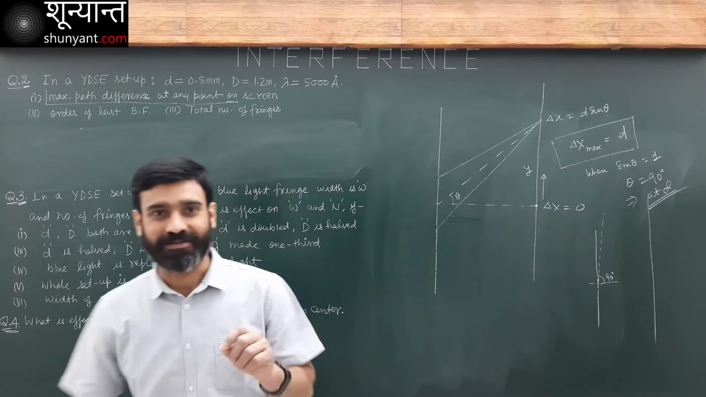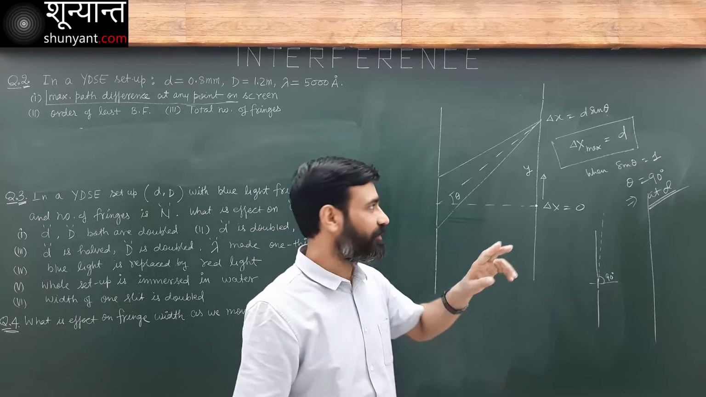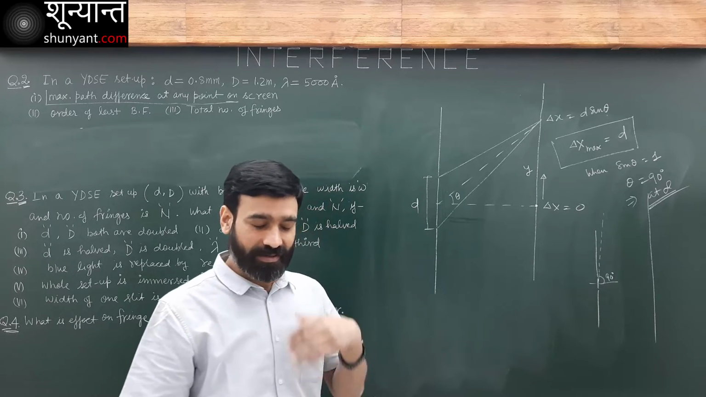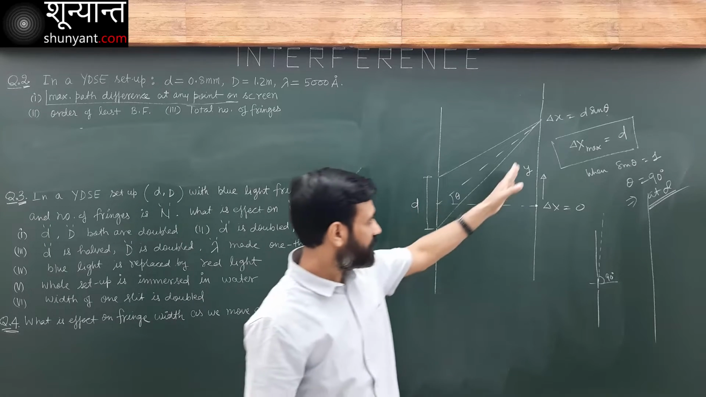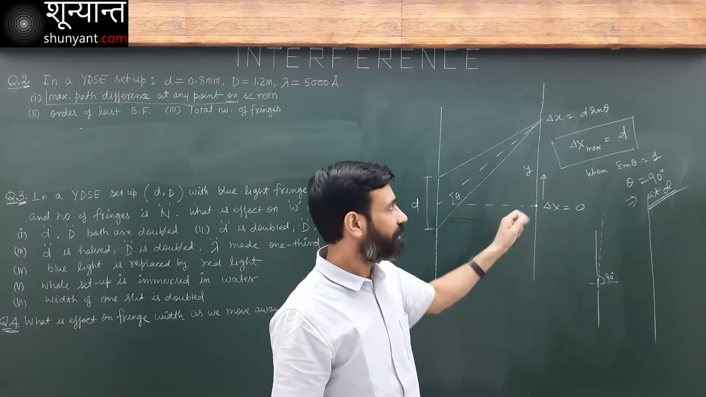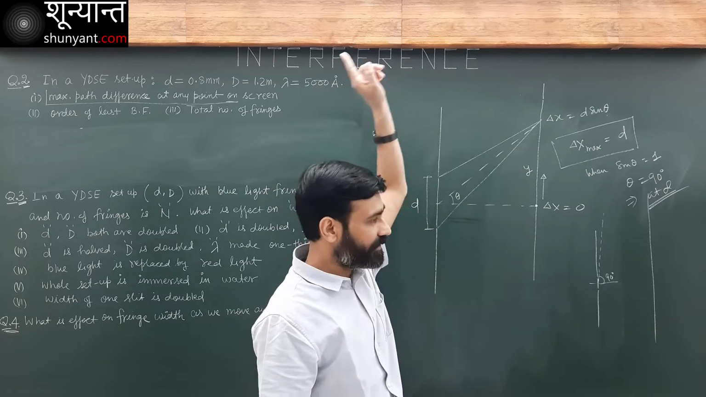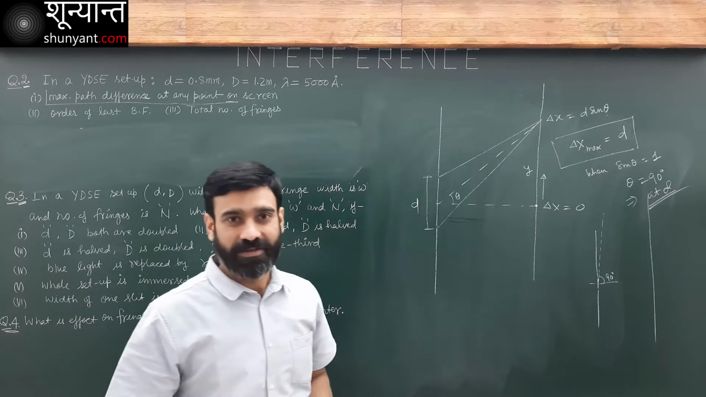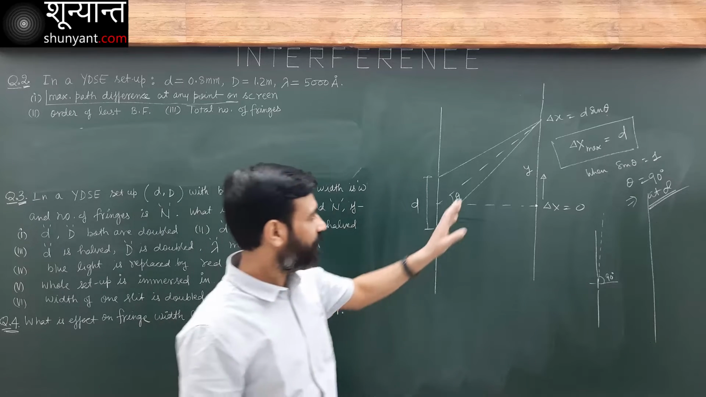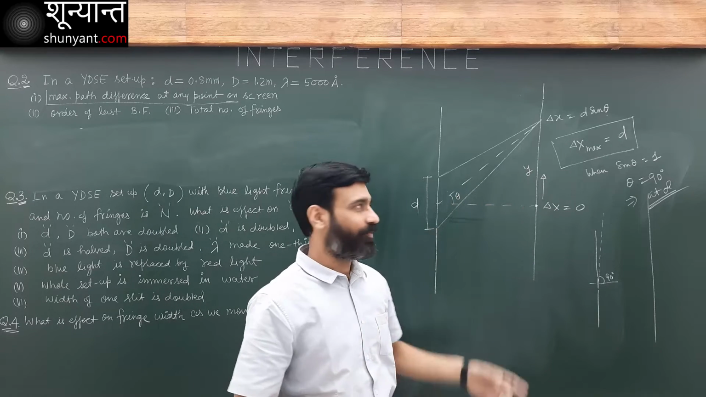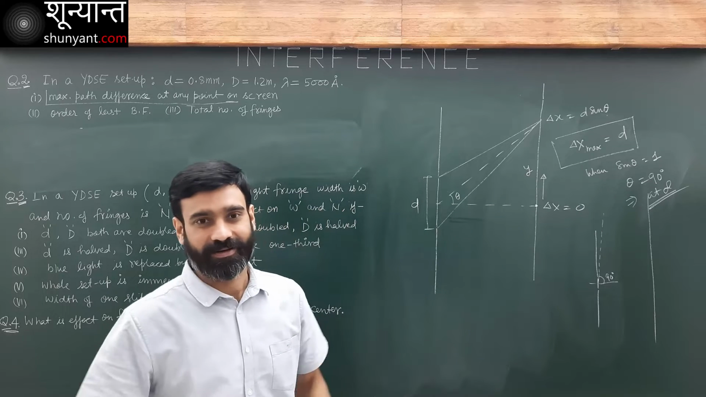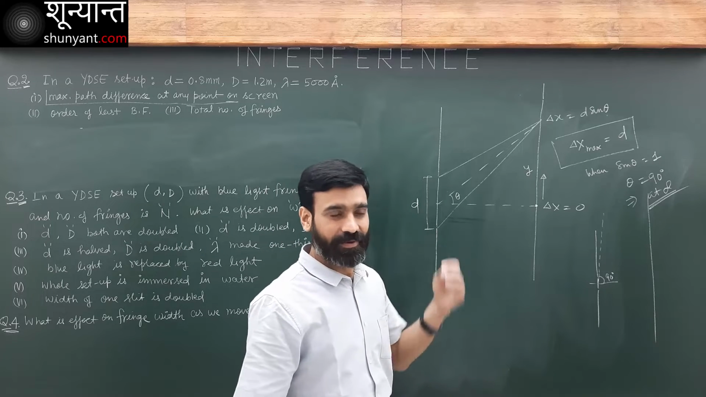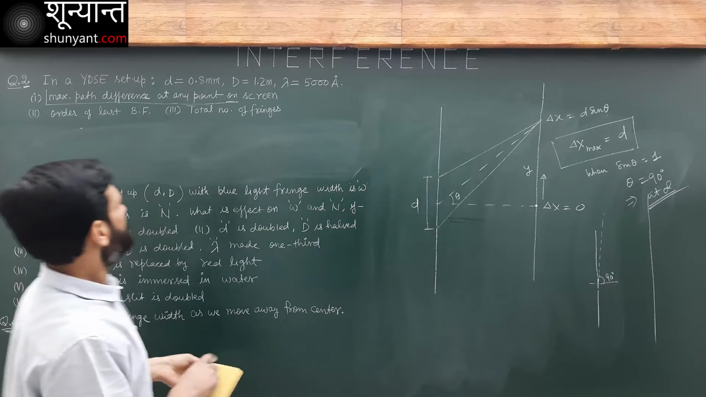So the maximum path difference will be equal to this separation d here. This is the maximum path difference anywhere on a screen. In this arrangement, it is going to be at infinity. In the next lectures we will do some problems where we change the arrangement. YDSE can be performed in different arrangements. So that's it, this is the answer.